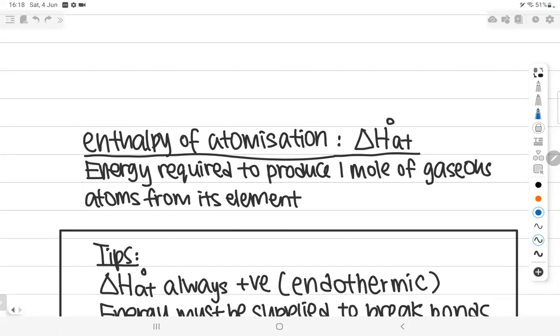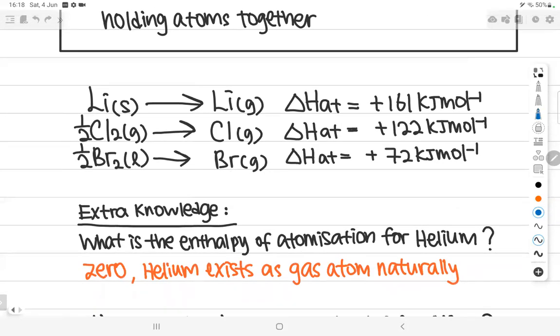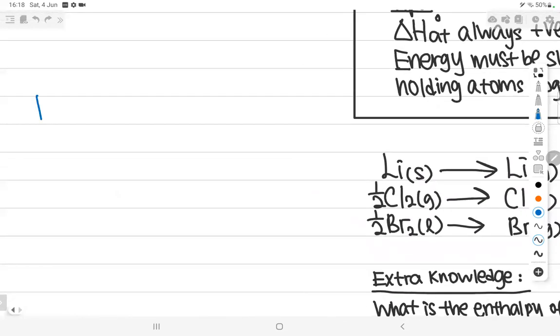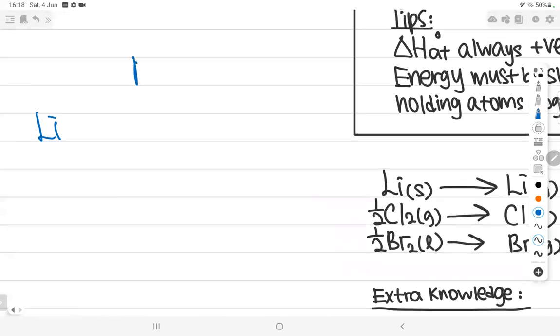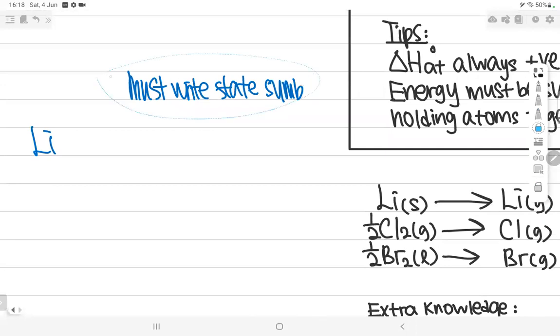There are a few things you need to know. First of all, I want to show you the equation. Let's say I want to write the equation for the enthalpy of atomization for lithium. I want to change the lithium to become gas atom. So what should I do? I start with the lithium first. Remember, I mentioned in the last lesson that in this chapter it is compulsory to write the state symbol. Like it or not, you must write the state symbol. It is so important. In AS, most of the time you don't need to write state symbols, but it's not the same for A2. For this chapter, you must write the state symbol.